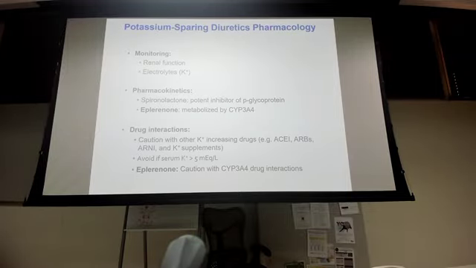Spironolactone will inhibit P-glycoprotein, and that glycoprotein inhibition alters the drug pharmacokinetics. So you can have increased absorption to the brain of medications that are affected by P-glycoprotein. That's usually more cancer drugs. And then eplerenone, once again, is a CYP3A4 metabolized medication.